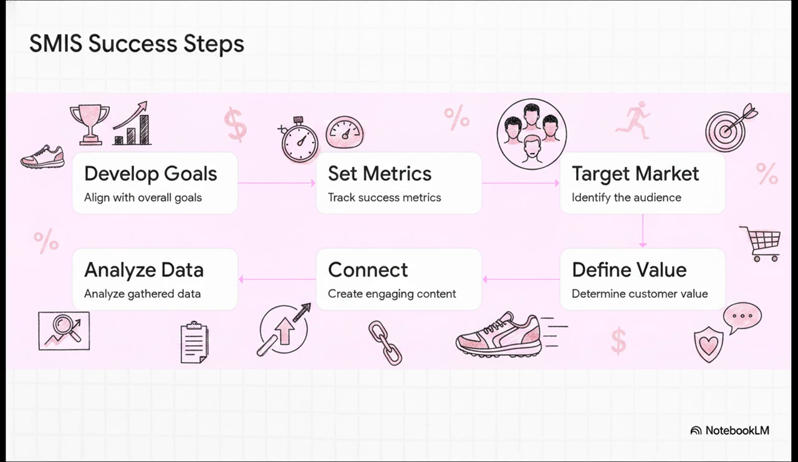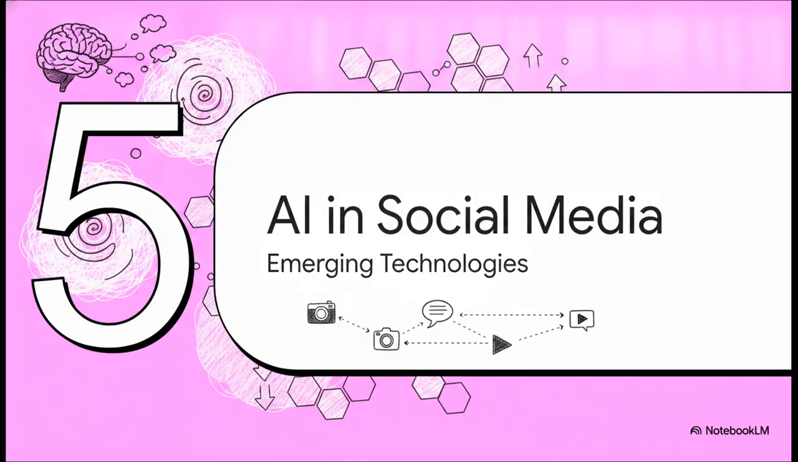Step 6. Analyze data. Finally, you pull the reports. Did the campaign hit that 15% click-through rate? You analyze the data to refine your very next campaign. And boom, that is the playbook in action. So let's see how this all builds into the final phase of our playbook. Section 5, AI in social media.